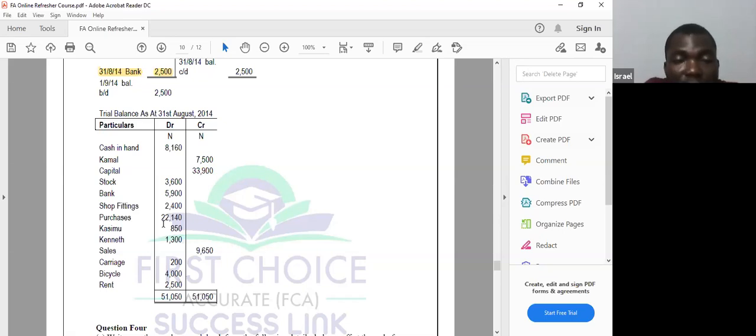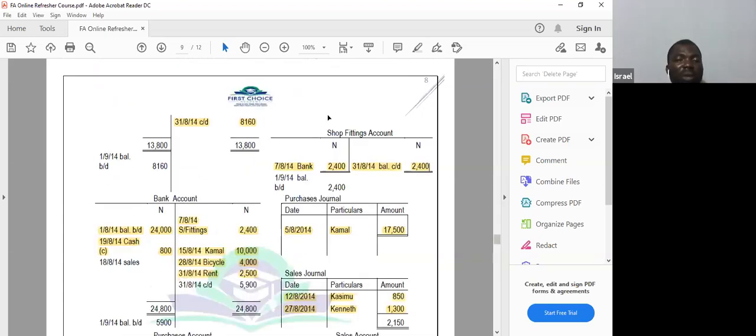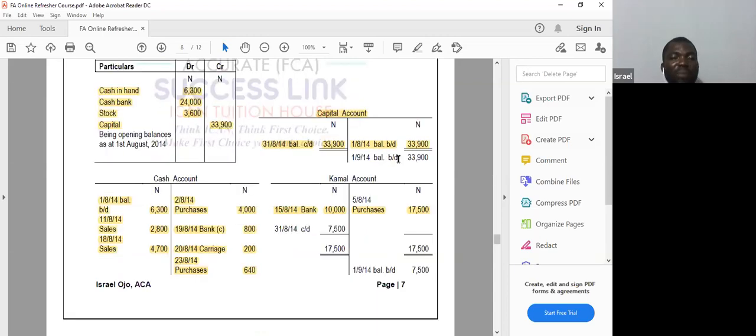So on that note, we now go back to our ledger, one after the other. We say, okay, what do we have on our ledger? We have the capital account. Can you see BD? At this moment, the closing balance is what we are going to pick as data.